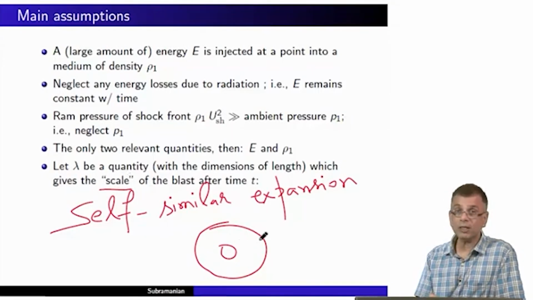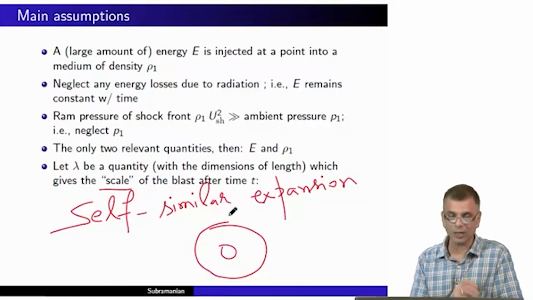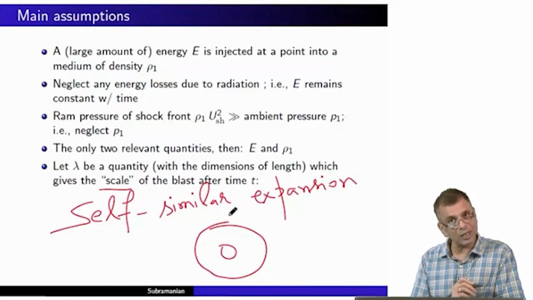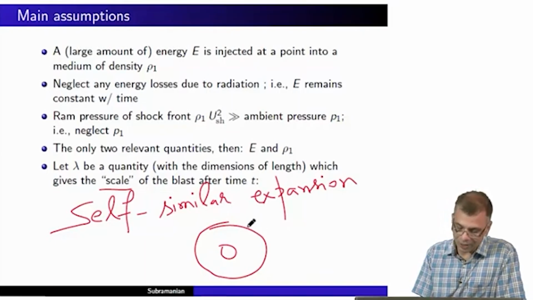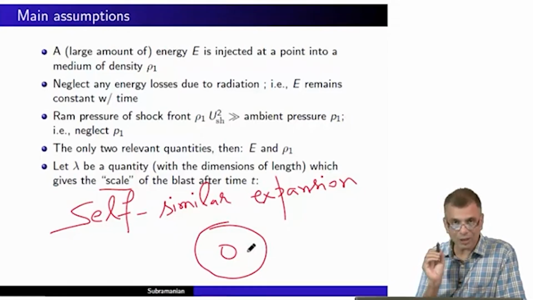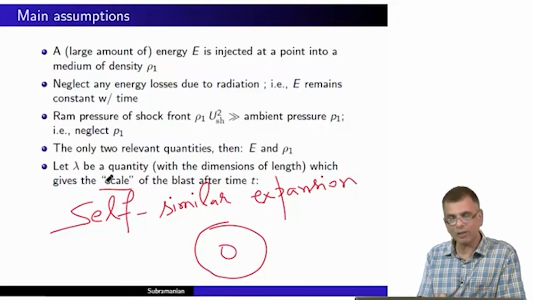So all you need to know is, after a certain time has elapsed, say 10 seconds or 10 years or whatever, as long as I know that the expansion is self-similar, I don't need to worry about the change in the shape of the shock front. I know that the shape of the shock front is the same as what it was at t equals, say, t1. All I need to know is how much larger it is. In other words, what scale should I multiply it with?